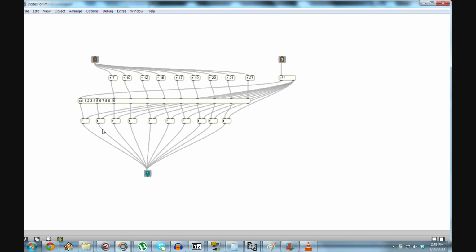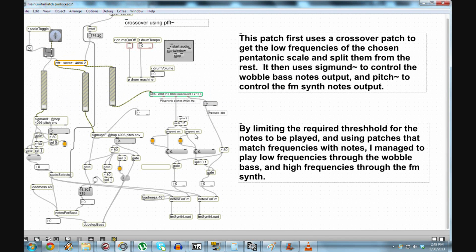So only notes within the dynamically determined scale can be played. If a different note is detected, it's not played. It's not passed through. But it's more difficult than that.